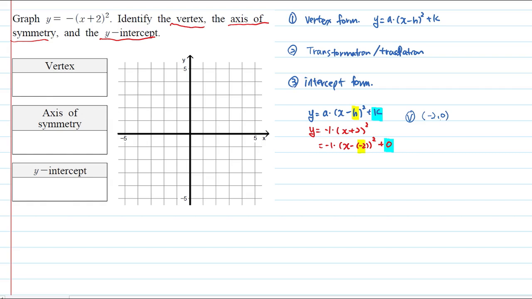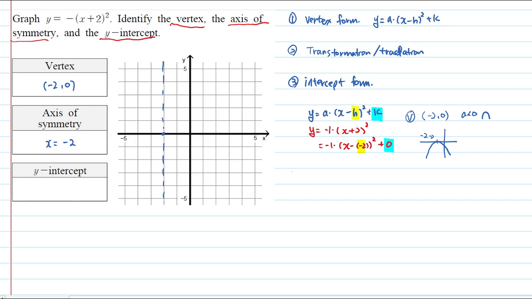So the vertex, that's V with the circle meaning vertex, will be negative 2 comma 0. And because your a is less than 0, we know that the graph is an upside down U-shape. So rough sketch, that's negative 2, and then the graph will be drawn this way. Is this good? So the vertex will be negative 2 comma 0, and the axis of symmetry is x equal to negative 2. Okay, so this will be your axis of symmetry.